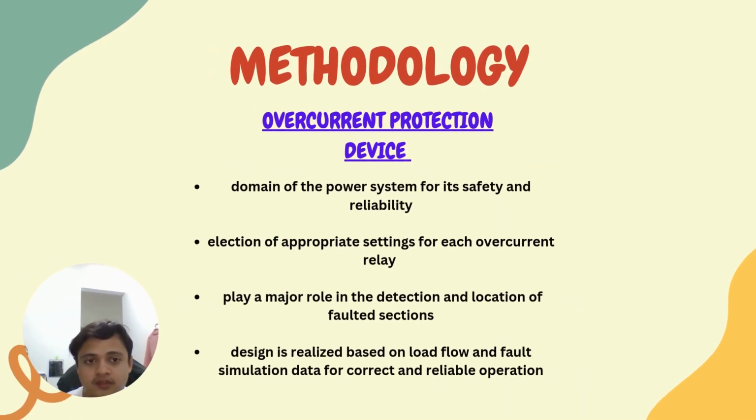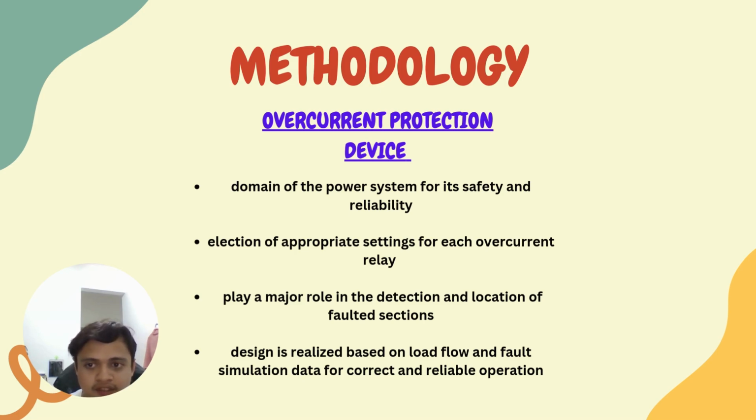Next, I will explain about the overcurrent protection device. The overcurrent protection system is a significant area within the domain of the power system for its safety and reliability in operation. This hugely relies on data obtained from load flow analysis and fault simulation. The important information with regard to the behavior in which the system might operate is derived from it. The key objective is the selection of appropriate settings for each overcurrent relay such that their operation may take place under abnormal or faulty conditions.